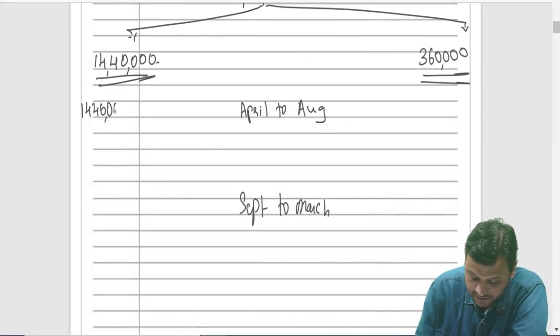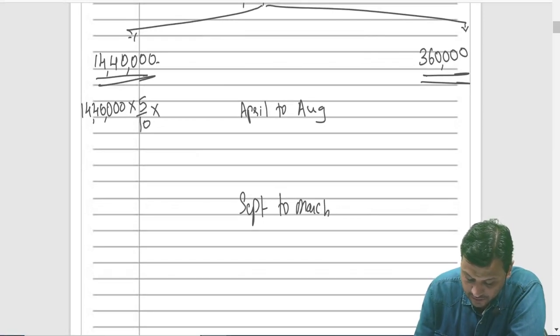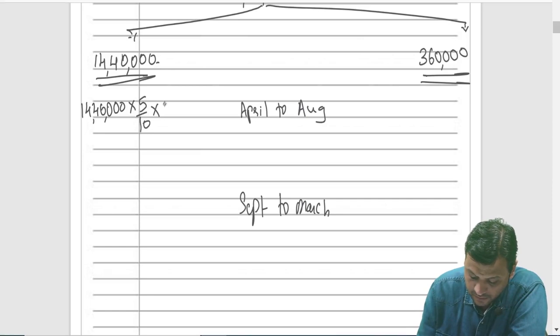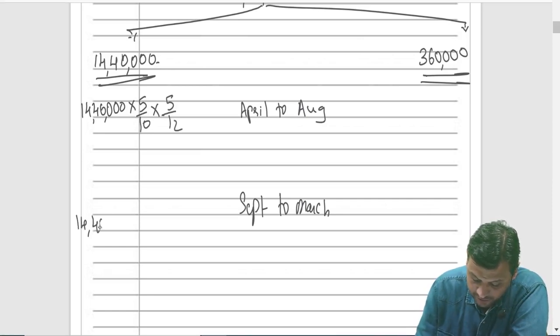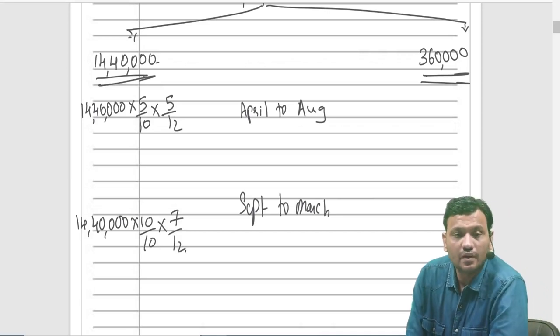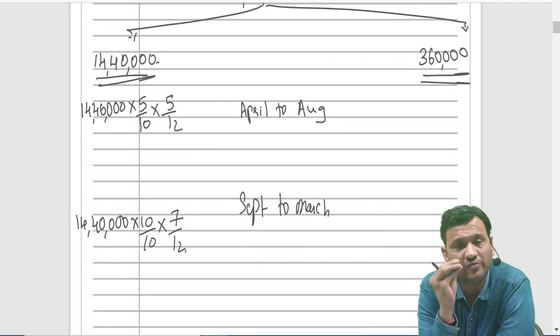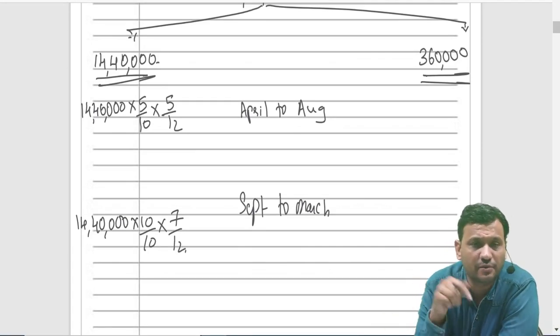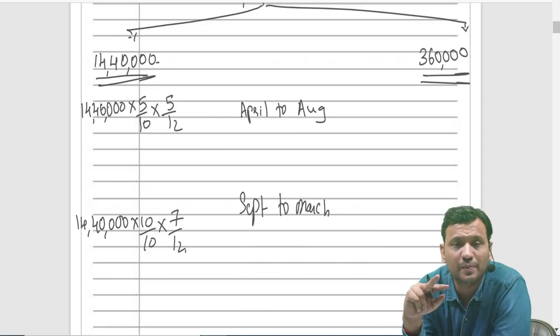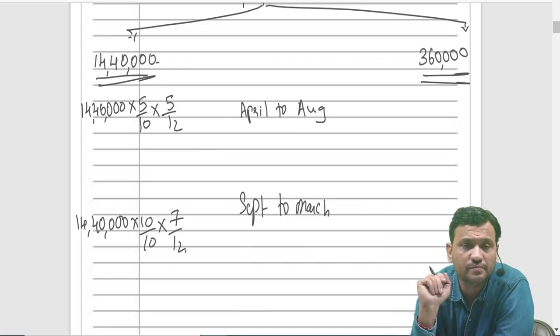14,40,000 shares into 5/10 into 5/12. But here it will be 14,40,000 shares. They have become fully paid up. So into 10/10 into 7/12. Because I'm talking with respect to those 14,40,000 shares, they were partly paid up for 5 months and they are fully paid up for 7 months. So I am just taking into account converting those partly paid up into equivalent number of fully paid up.